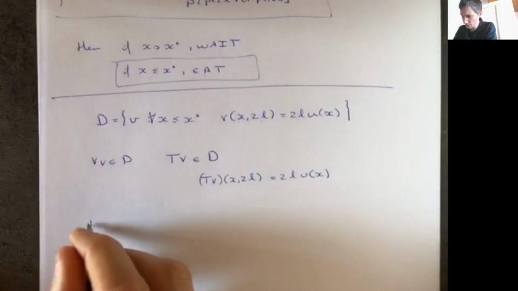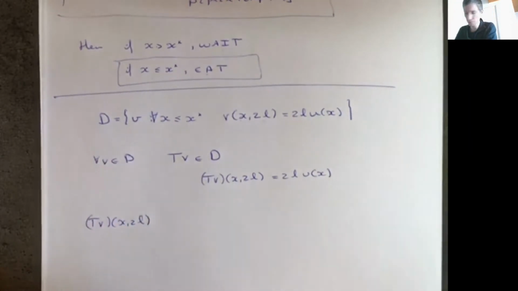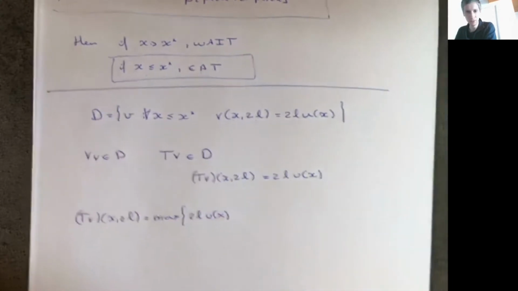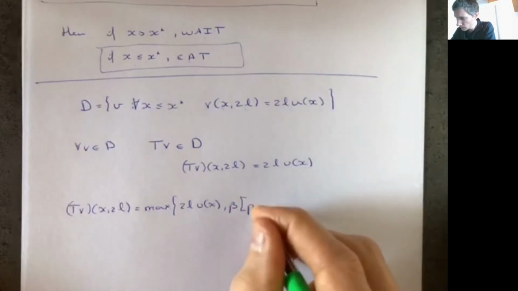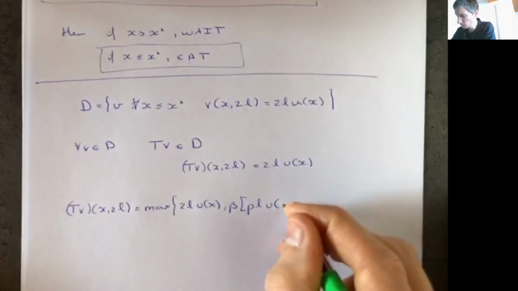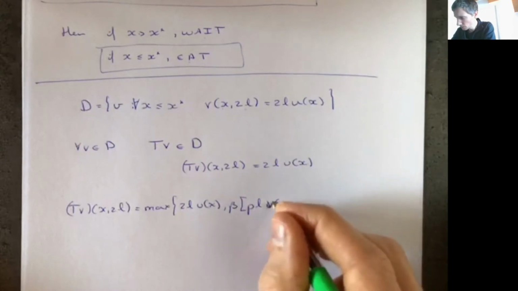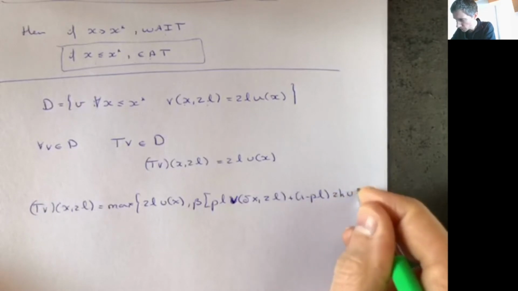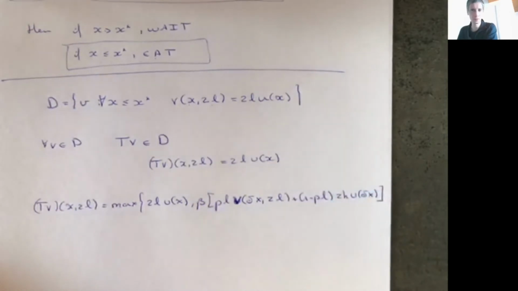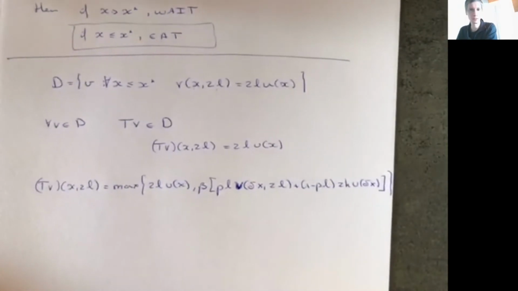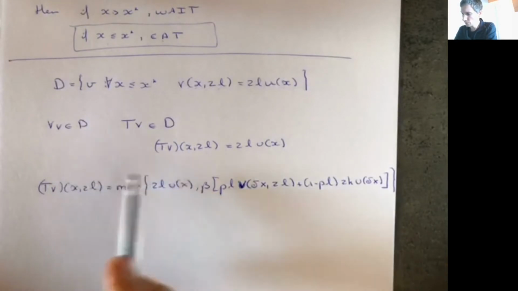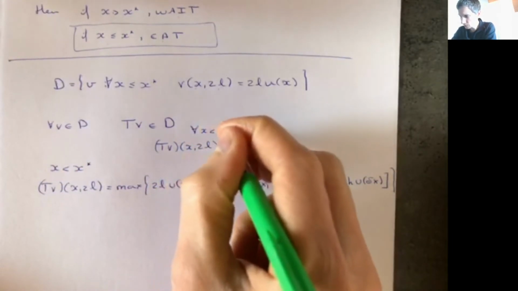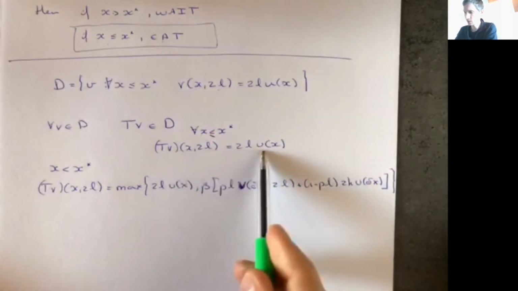So let's do this. I have TV x ZL. This is equal to the maximum of two things. Well, ZL u of x, and then beta times PL v delta x ZL plus 1 minus PL v delta x ZH. Okay, so that's the correct one. So this is for x smaller than x star, right? So I need to show that for all x smaller than or equal to x star, this inequality here holds.